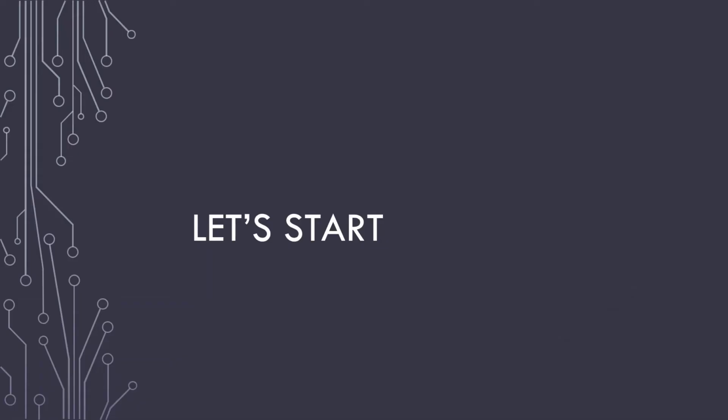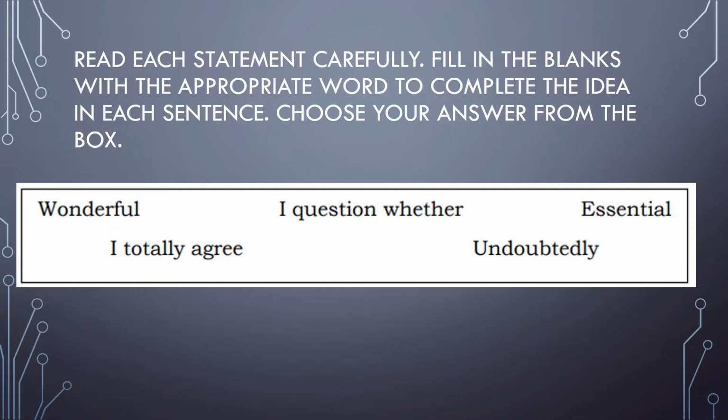What were your answers? And what guided you in your decision? Today, we're going to learn more on evaluating things, products, ideas, or persons so that we would be able to make decisions. Let's start. Instructions. Read each statement carefully. Fill in the blanks with the appropriate word to complete the idea in each sentence. Choose your answer from the box.